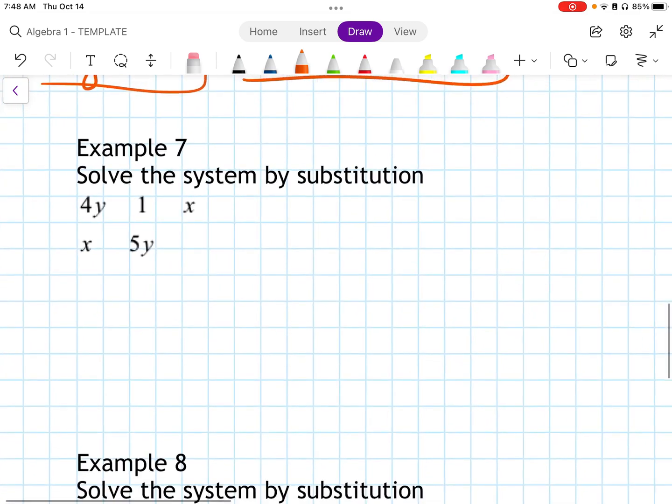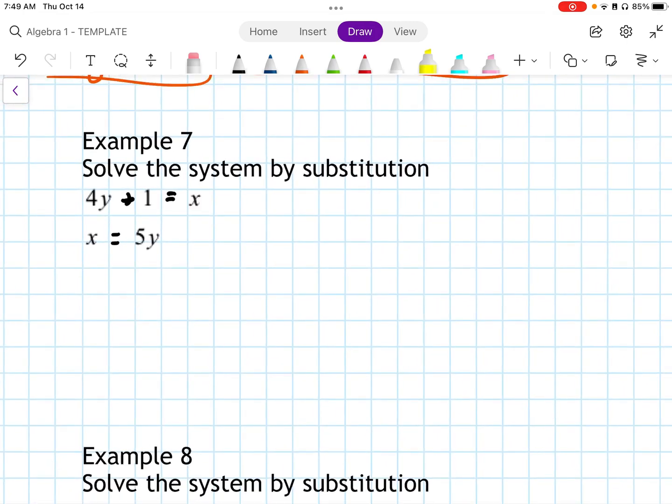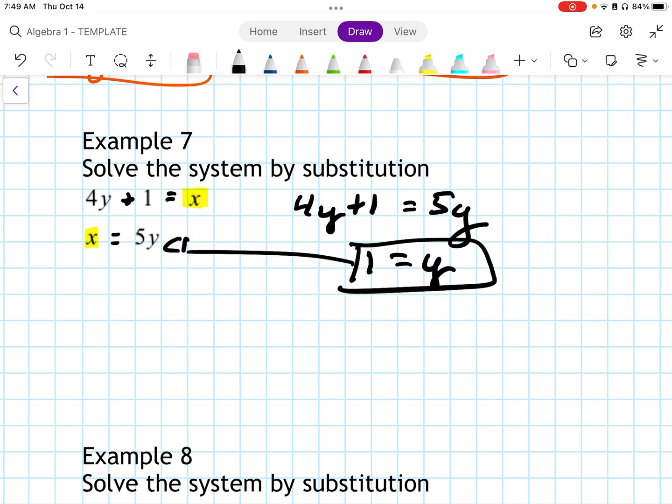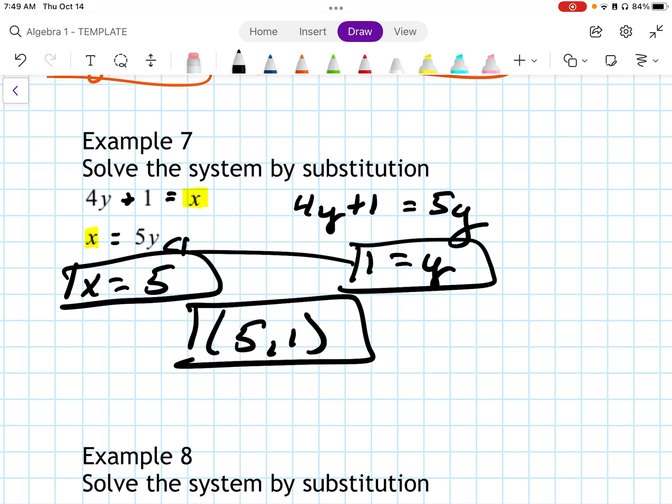Example 7. This is 4y plus 1 equals x, and x equals 5y. This one's kind of nice. We have both of them are x equalses. So I'm going to plug them into each other, and I would get 4y plus 1 equals 5y. So 1 equals y whenever I subtract there. And then I'm going to plug into this bottom equation, and I get x equals, well, 5 times 1 is just 5. So my point is 5, 1. That one was pretty easy there.